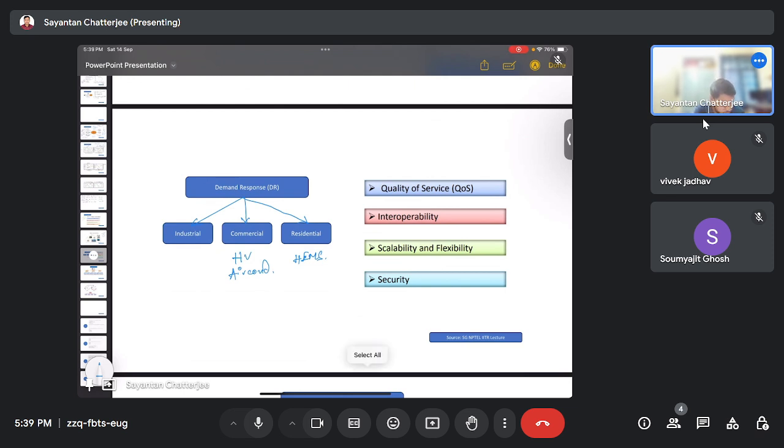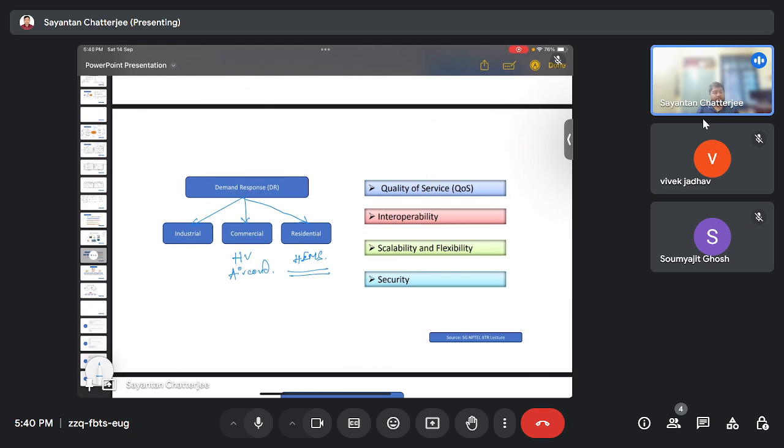So there are conditions where the information gets transferred from the TSO that if customers reduce their demand by this much or that much, then accordingly they would be incentivized. So that motivates these customers. Otherwise, what's the need?